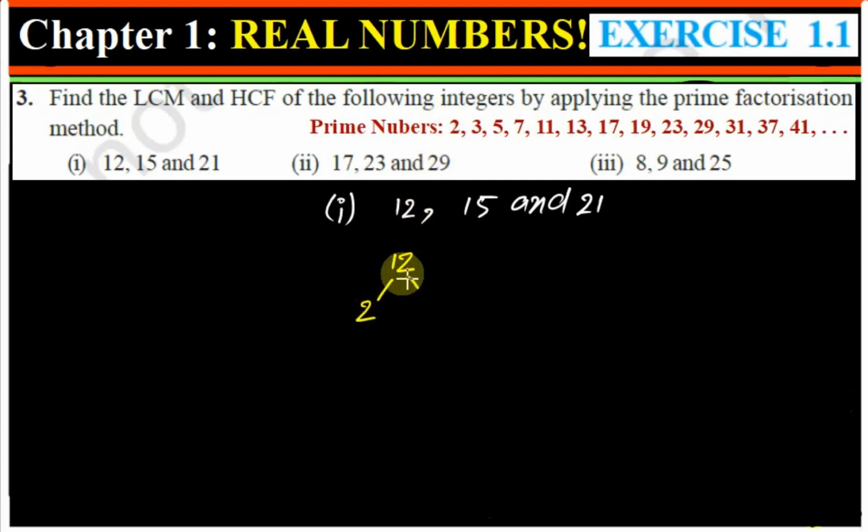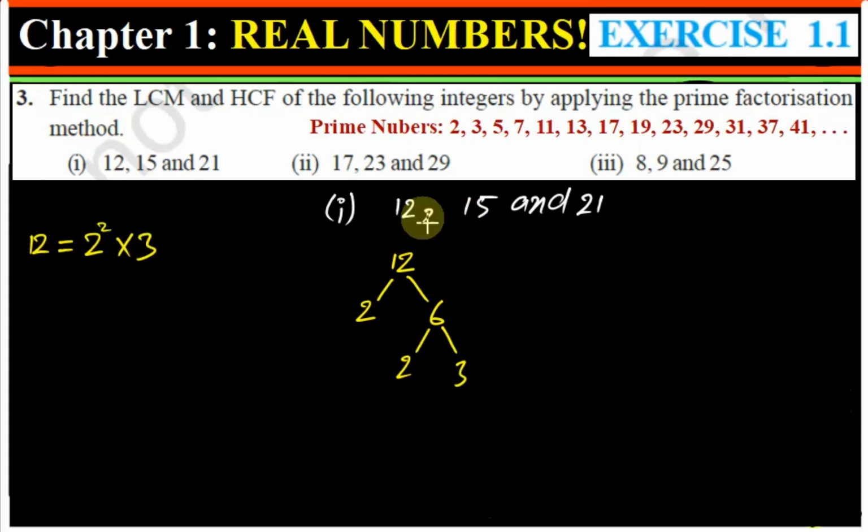If I divide it by 2, we get 6. Then again we can divide it by 2, so we get 3. 3 is a prime number, so we'll stop here. This means 12 can be written as 2 times 2 times 3. So let's write it here: 12 is equal to 2, which is present 2 times, so we directly write 2 square into 3. This is 12.